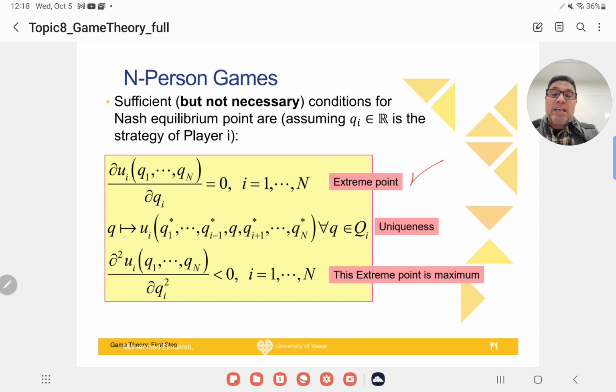And then the second condition is for uniqueness, so we have a single solution. And finally, the second derivative should be less than 0, which means that the extreme point is a maximum, because we are looking for the maximum utility that every player wants to achieve. If all these three are achieved, then we have a saddle point or Nash equilibrium point. But these conditions are sufficient conditions and not necessary conditions.